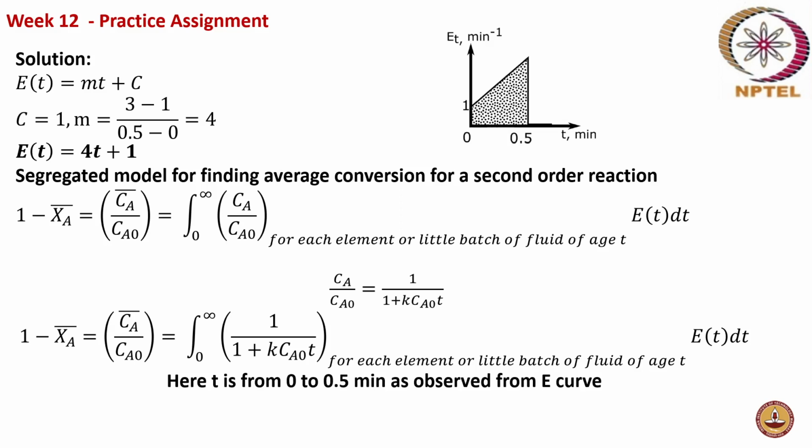Here, when we look at the time, it is not from 0 to infinity, but between time 0 and 0.5, after which the curve goes to 0. That means the time is from 0 to 0.5 minutes, as we observe in the E curve.